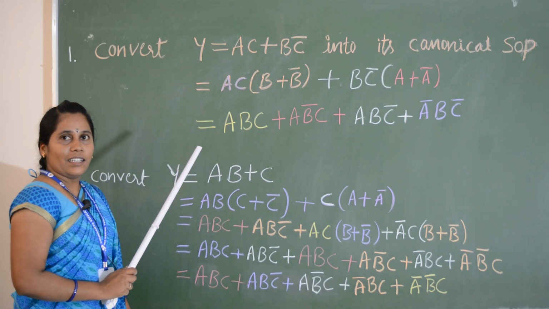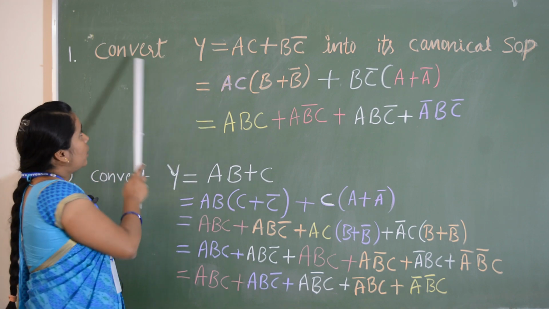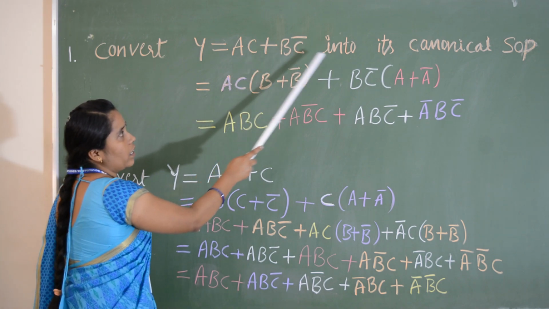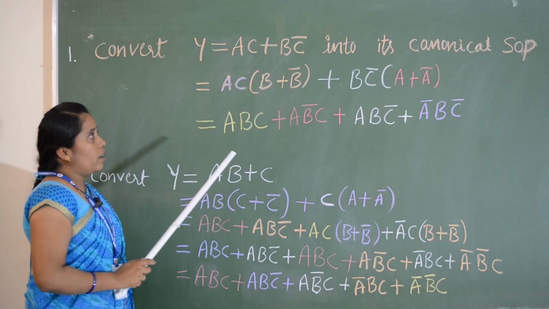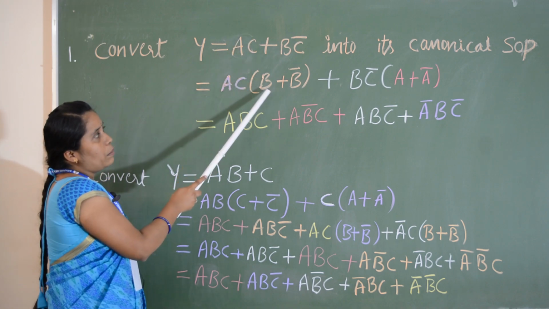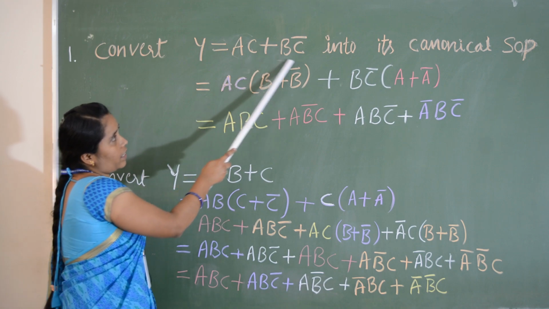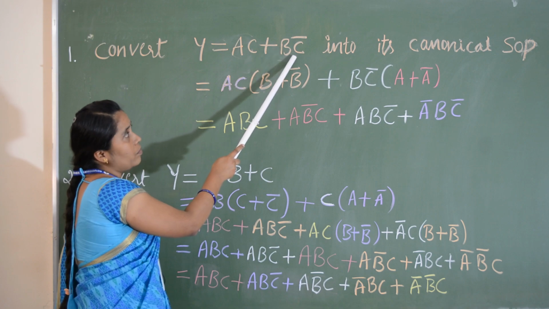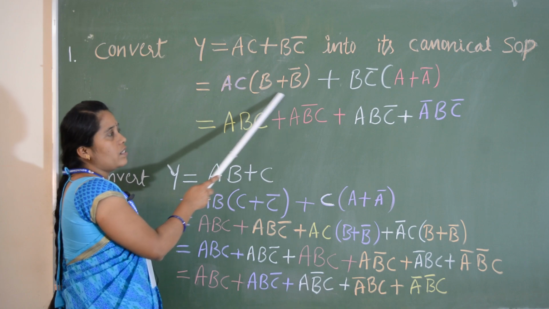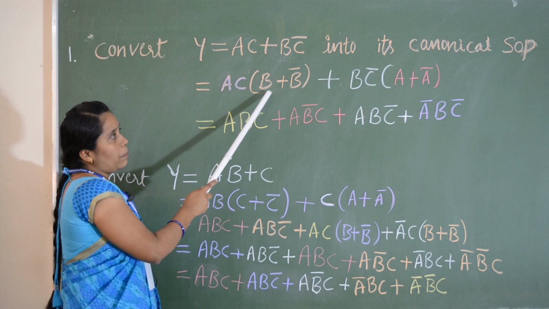Now let us see the conversion of SOP into its canonical SOP. So here convert y is equal to AC plus B into C bar into its canonical SOP. First, identify the missing variables. In the first product term, the missing variable is B and its complement B bar. So see the second product term. In the second product term, the missing variable is A and its complement. First multiply the missing variable and its complement. So AC into B plus B bar.